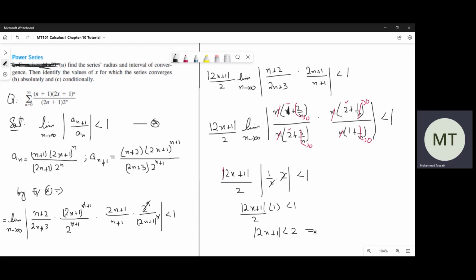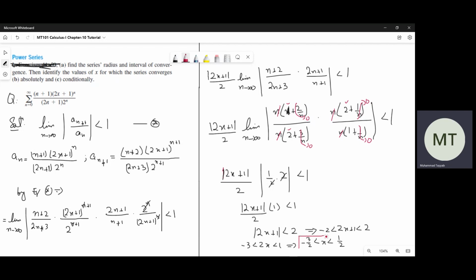So once we open the mod, we will receive the value minus 2 less than 2x plus 1 less than 2. So once we get this free from any coefficients and additives, we have minus 2, sorry, minus 3, minus 2 and minus 1 is minus 3, less than 2x and less than 1. So 2 minus 1 is 1. So this goes minus 3 by 2 less than x and less than 1 upon 2. So these are the interval of convergence.